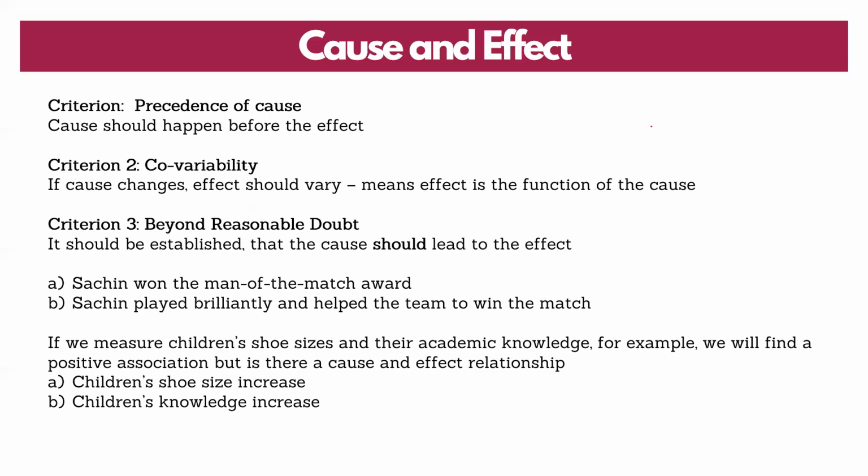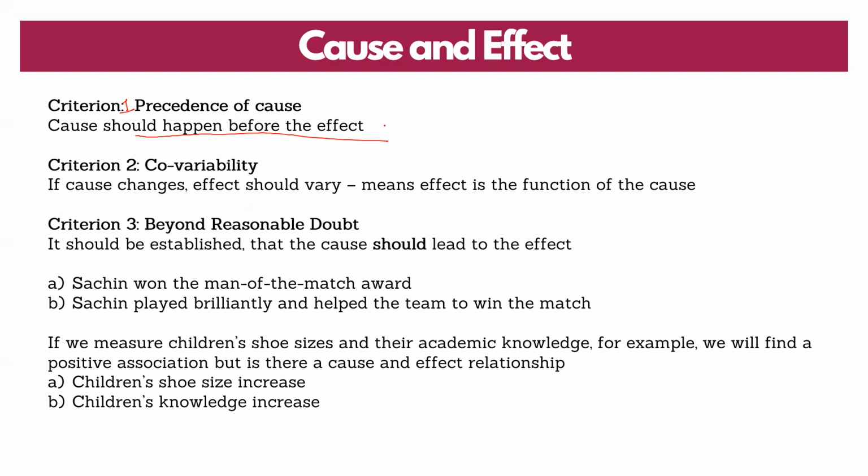Let us look at the criteria. There are three criteria that I would like to talk about: criteria number one, two, and three. Criteria number one is the precedence of cause. What does it mean? It is a very simple and logical thing. You can say something is the cause of a particular event if that cause happens before the event. So cause should always happen before the effect. Then only we can say that the two events have a cause and effect relationship. That's the first criteria. There are other criteria also, but that's the first.